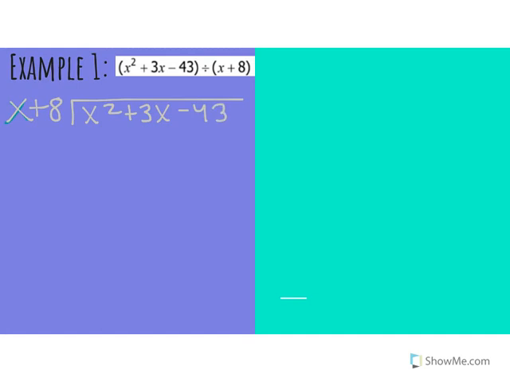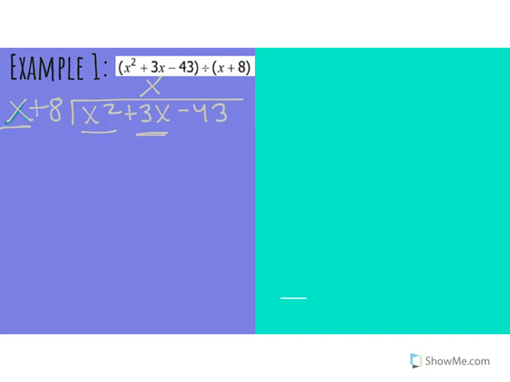Okay? So I'm just going to walk you through these steps, and then do an example. We're just going to do two examples today. What you need to look for is what times x will get me x squared. Since we have the 8 attached to it, we are going to go over two spaces. So x times x will get me x squared.